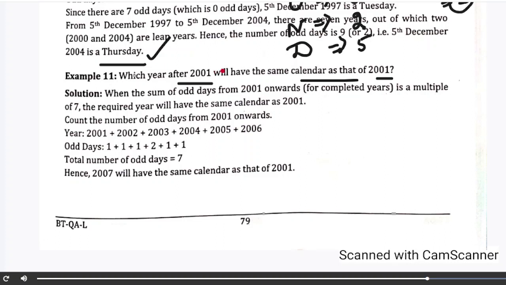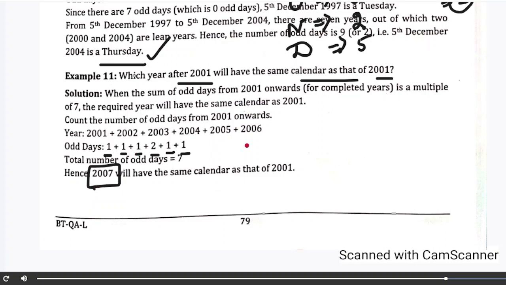And when the number will be 7, then I can say a complete 1 week has been done. And then the year which will be after that will give me the same calendar. So 2001, 1 day extra, 2002, 1 day extra, 2003, 1 day extra, 2004, leap year, 2 days extra. 2005, 1 day extra, 2006, 1 day extra. That is 1, 2, 3, 4, 5, 6, 7. It's a multiple of 7. The next year is 2007. That is the answer I have.